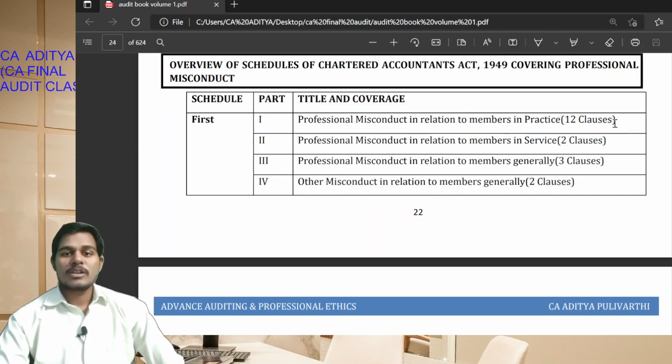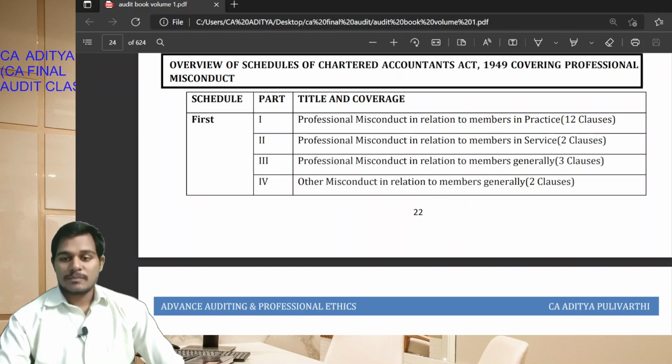In the first schedule, Part 1 is professional misconduct in relation to members in practice. In that there are 12 clauses. Part 2 consists of professional misconduct in relation to members in service. In that there are 2 clauses. Part 3 consists of professional misconduct in relation to members generally, that is, both members in practice and members in service are covered. And Part 4 is other misconduct not relating to professional misconduct, that is, other misconduct in relation to members generally.